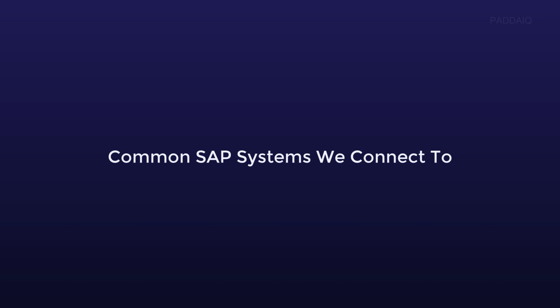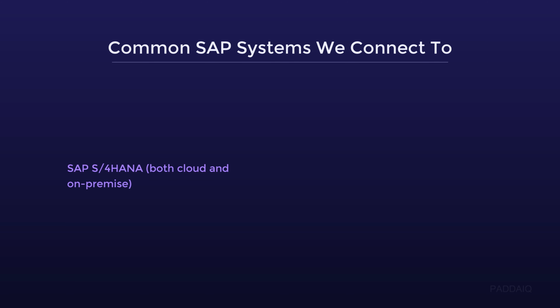Common SAP systems we connect to. SAP S/4HANA, both cloud and on-premise. This means we can connect to the latest SAP Business Suite regardless of where it is hosted, on your company's servers or by SAP. For example, an on-premise S/4HANA system can send real-time financial data to a BTP application for advanced analytics. This connectivity is foundational for building integrated and intelligent business processes.